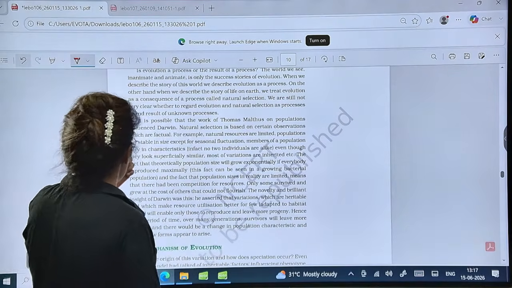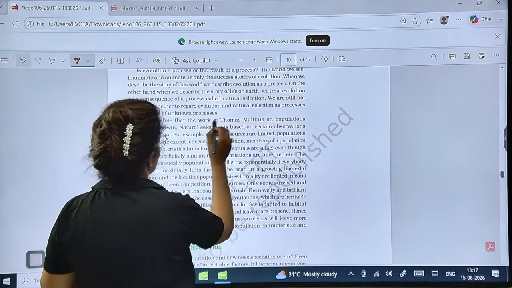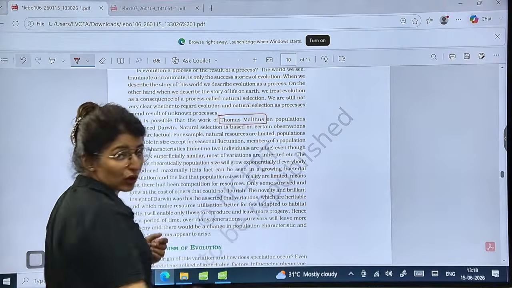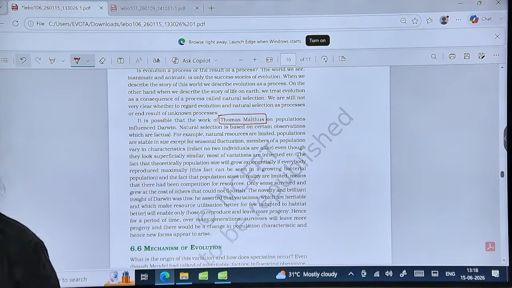Now see, what about Darwin? Darwin was influenced by Thomas Malthus.